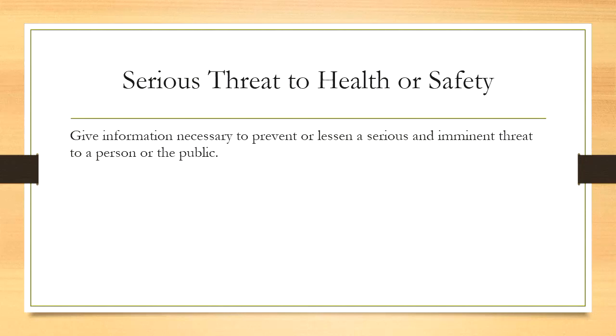Covered entities may disclose PHI that they believe is necessary to prevent or lessen a serious or imminent threat to a person or the public, and they can help prevent or lessen the threat, including the target of the threat. Covered entities may also disclose to law enforcement if the information is needed to identify or apprehend an escapee or violent criminal. Again, a rare case in a chiropractic office.